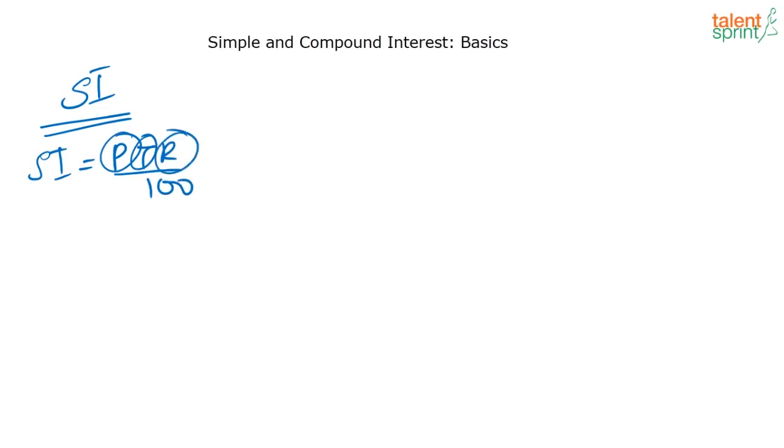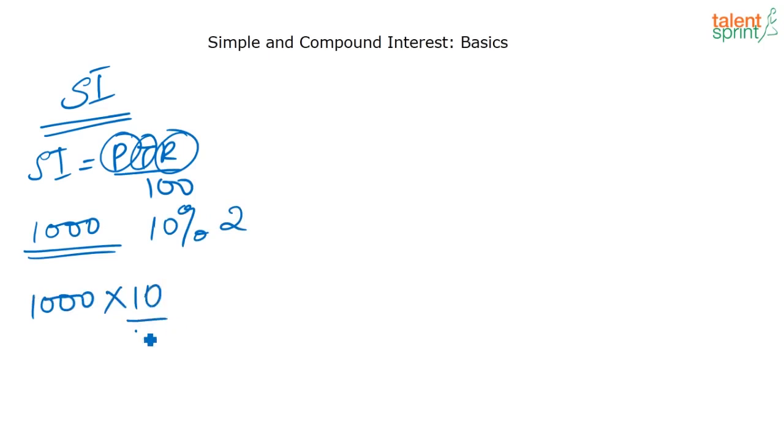Now let us take an example to know better. Let us say I am investing 1000 rupees at a rate of 10% interest for 2 years. What is the interest that I get at the end of 2 years? How do we calculate this? At the end of the first year, for 1000 rupees I get 10% per year, correct? So I get 1000 into 10 by 100, that is nothing but 100 rupees. This is the interest that I get at the end of the first year.